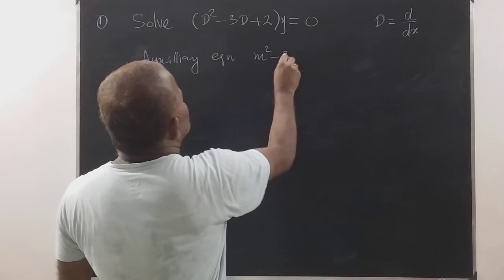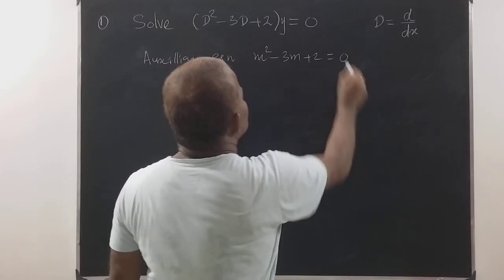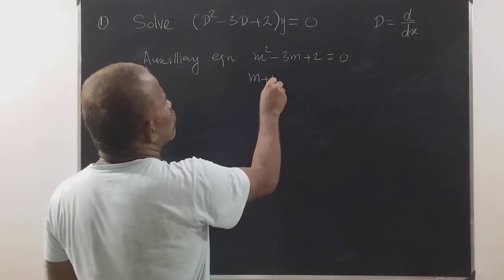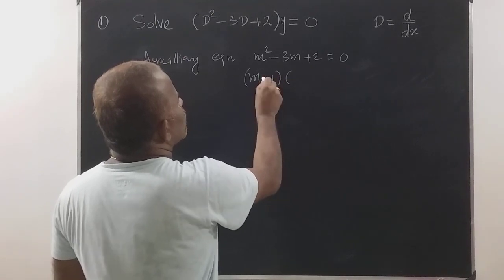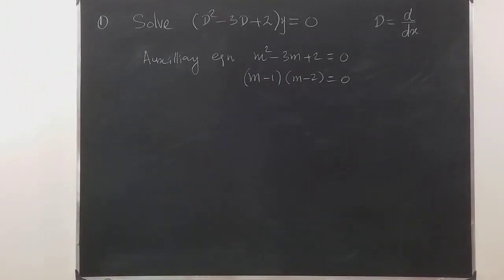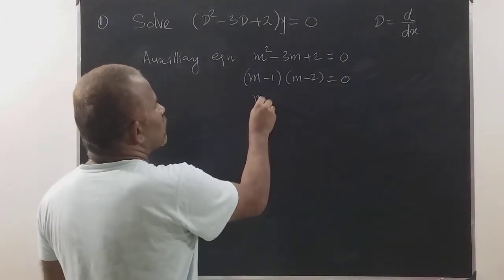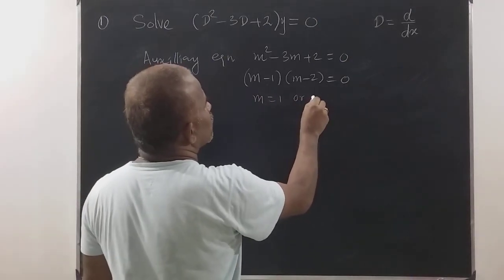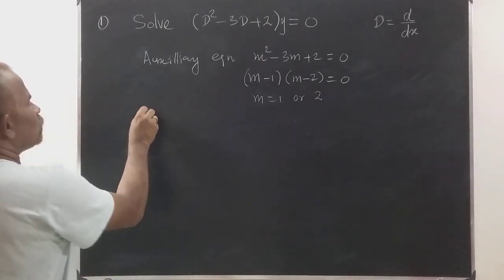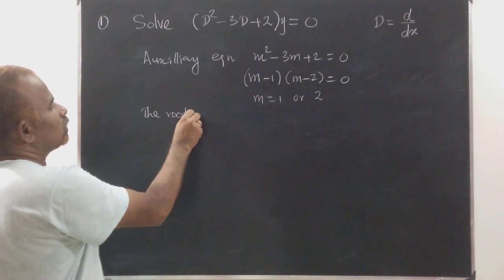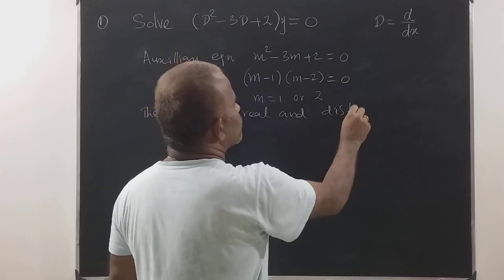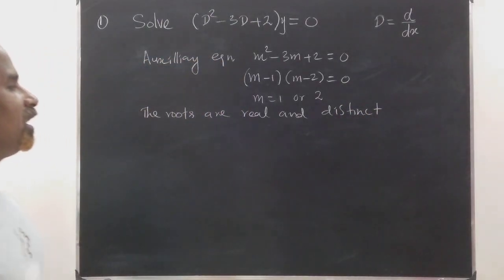m squared minus 3m plus 2 is equal to 0. So therefore we solve it: (m minus 1)(m minus 2) is equal to 0. So m is equal to 1 or m is equal to 2. There are two solutions. The roots are real and distinct.